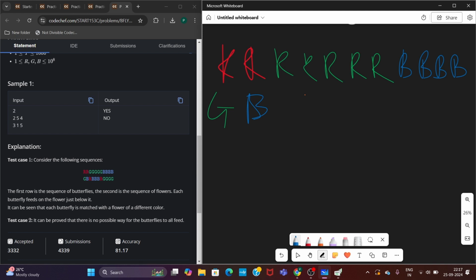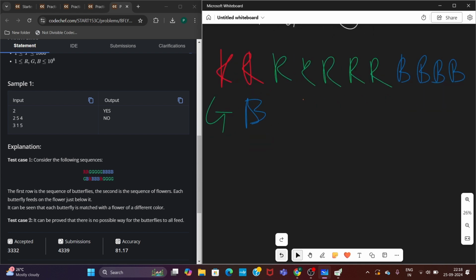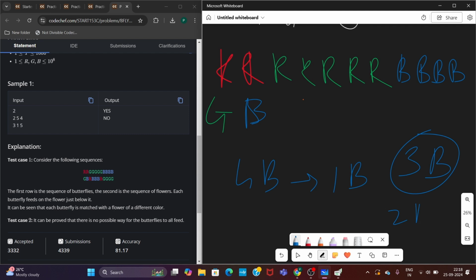Now the green butterflies can feed only on red and blue flowers. We have a total of four blue flowers and two red flowers, and we have completed one blue flower, so we are left with three blue flowers and two red flowers. Okay, so now let's move forward.